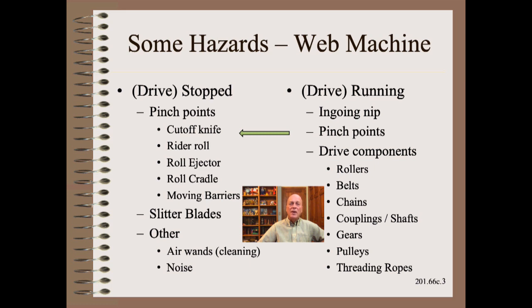When the machine is running, we have even more hazards, in addition to the ones already listed. The most serious of all is in-running nips. However, any of the rotating elements in the drive system can pose serious risk of injury. While rollers and threading ropes are usually open, many of the other elements are guarded.